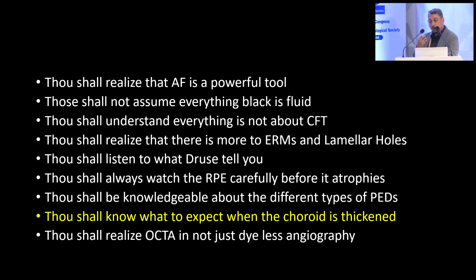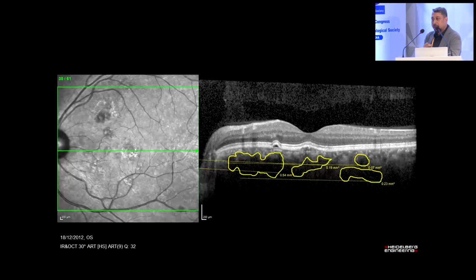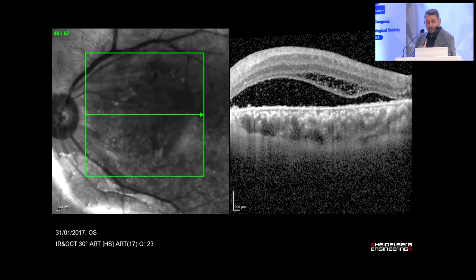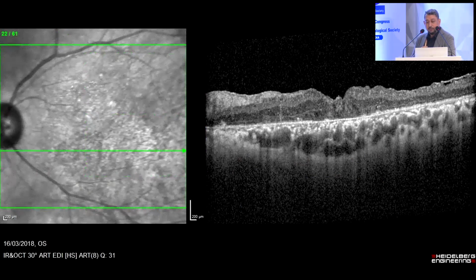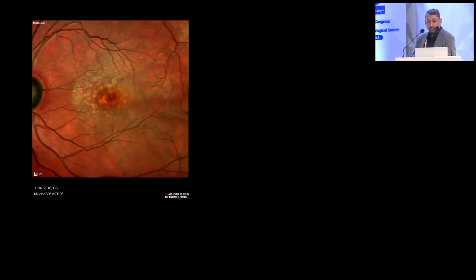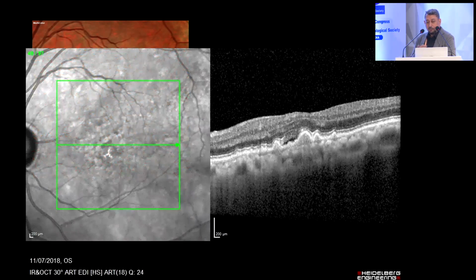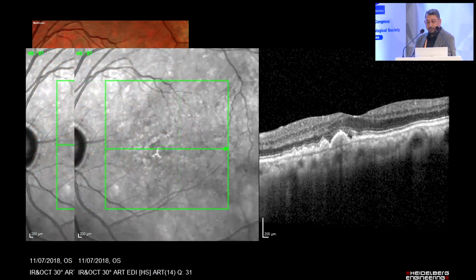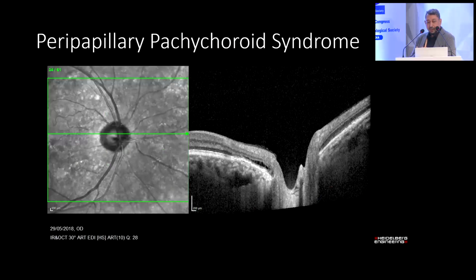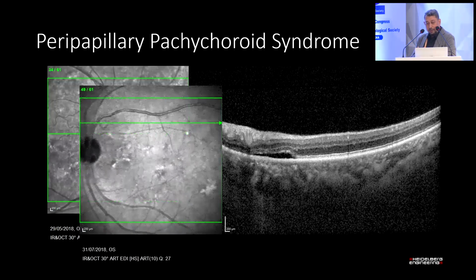Thou shalt know what to expect when the choroid is thickened. So pachychoroid is a flavor of the day now, where you see thickened pachy lesions. You have different forms, CSR being the most simple form. Pachychoroid geographic atrophy: you see pachydrusen with small amounts of fluid on the top of the surface. Peripapillary pachychoroid syndrome, where the thickness of the choroid is on the nasal side, and you see cystoid changes rather than SRF on top of the papillomacular bundle.